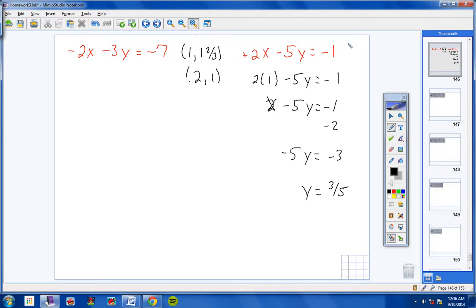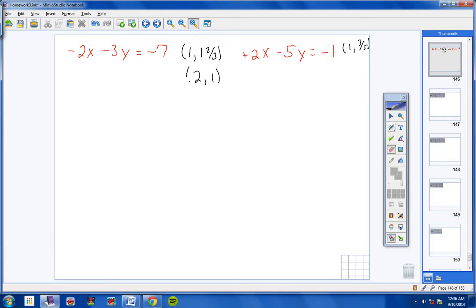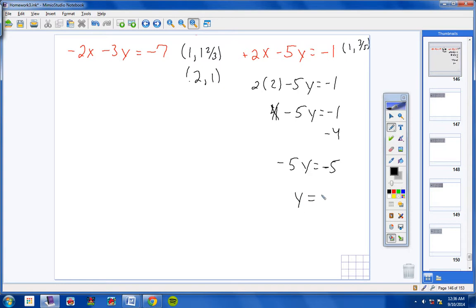Okay, so we'll squeeze that in right here. 1 comma 3/5. Okay, now let's put 2 in for x, and let's see what we get. 2 times 2 minus 5y equals negative 1. 2 times 2 is 4. Minus 5y equals a negative 1. Bring your positive 4 over, it becomes a negative 4. So negative 5y equals negative 5. And then divide both sides by negative 5 and y equals 1. So when I put in a 2, I got out a 1.